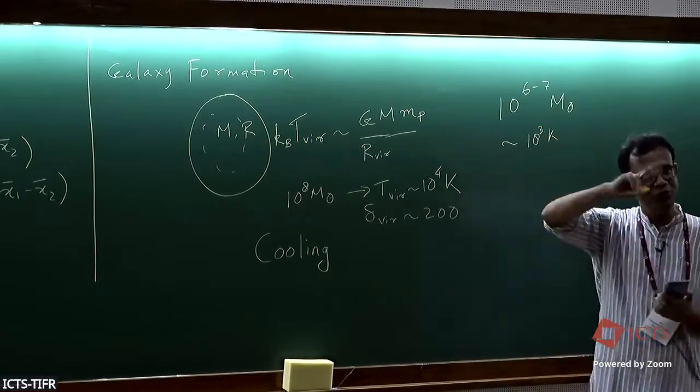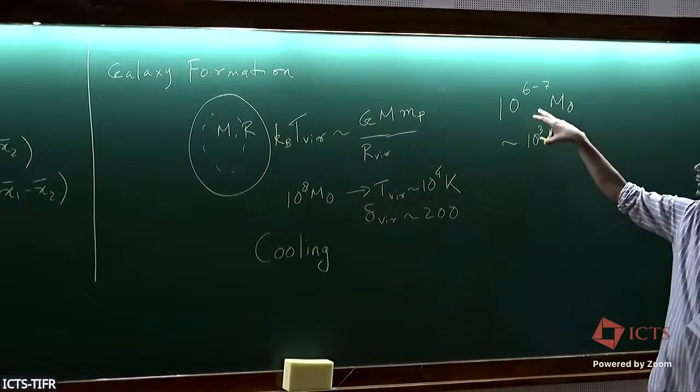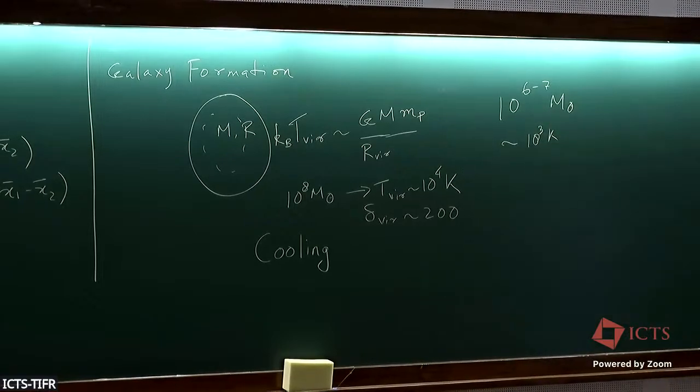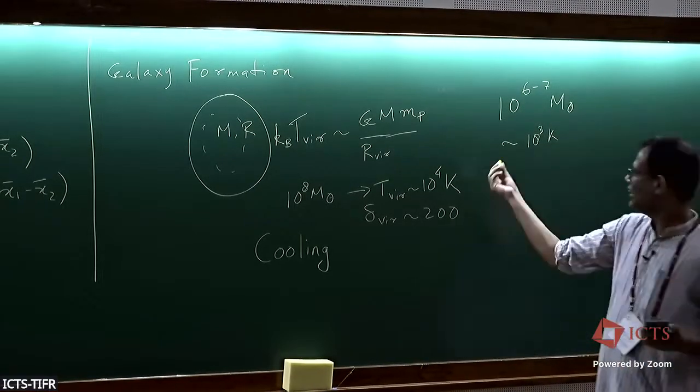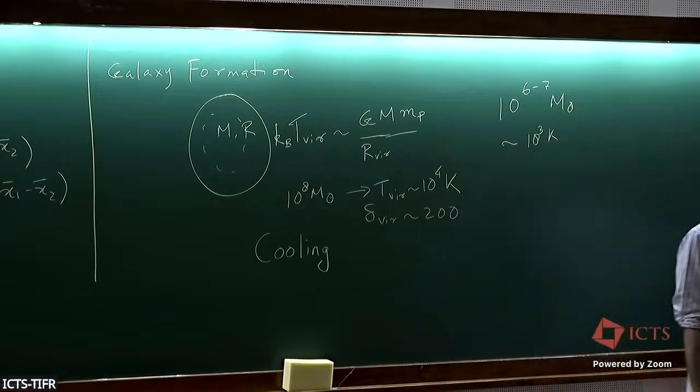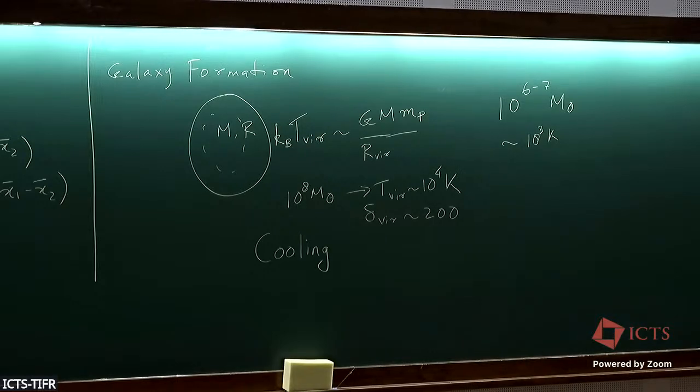So now it's a kind of paradoxical situation. If you start with a halo which has a virial temperature less than 10 to the 4 K, you won't be able to cool. In fact, the gas just stays put there. There is no cooling, no star formation, if only hydrogen is present.